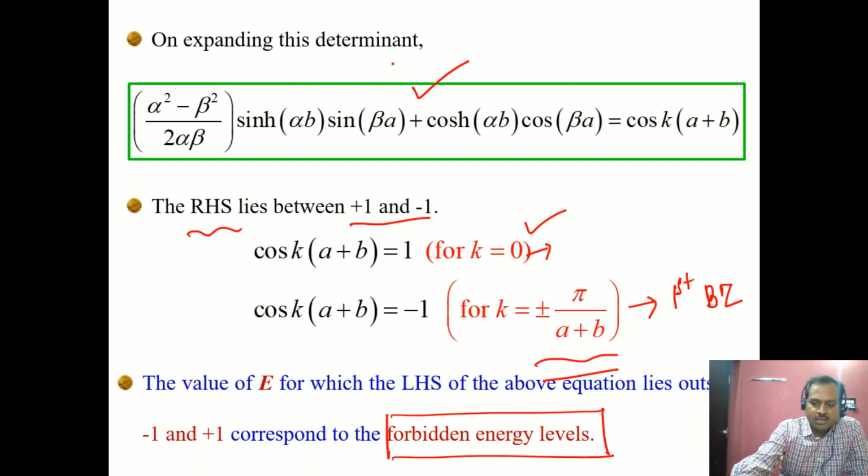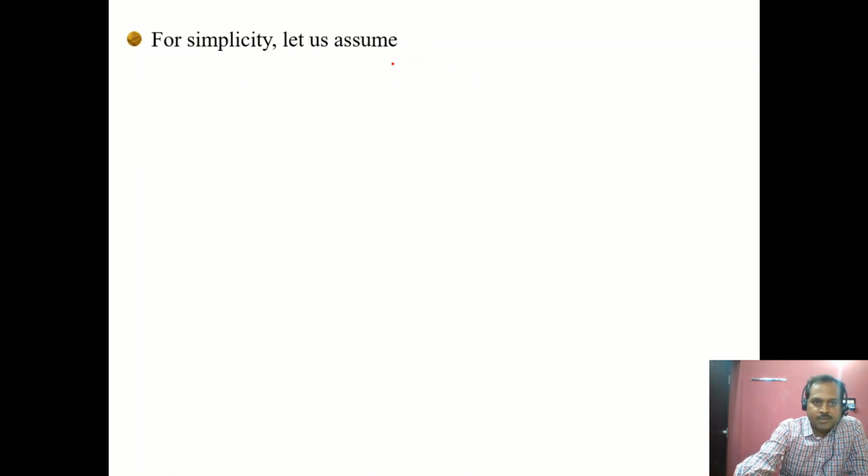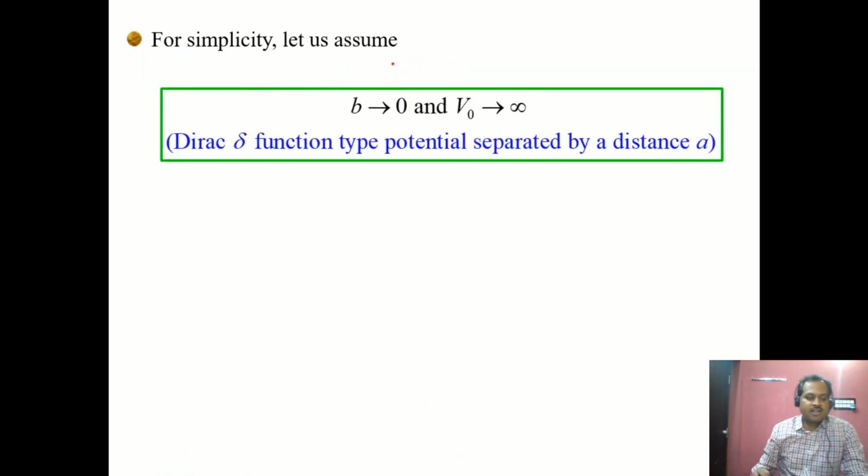Now let us take some extreme examples. Let us assume that the width of the potential is very small and the strength of the potential is very high. That means we are going to almost consider a Dirac delta kind of function. So the width b is almost 0. It is a very small width, and the strength of the potential is very high.